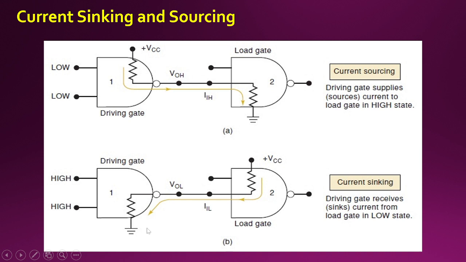Now let's see what is current sinking and sourcing. Whenever a driver gate output is high, it will source out current, but whenever the driving gate is at low, it will sink current. So whenever a driver is giving out current, it is sourcing out current, and whenever the output of that particular driver gate is at low, it will sink current from the load gate.